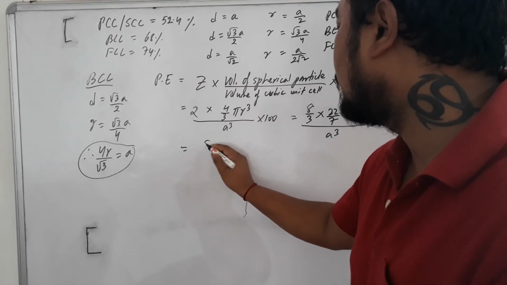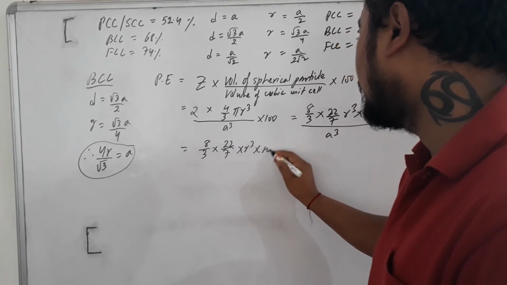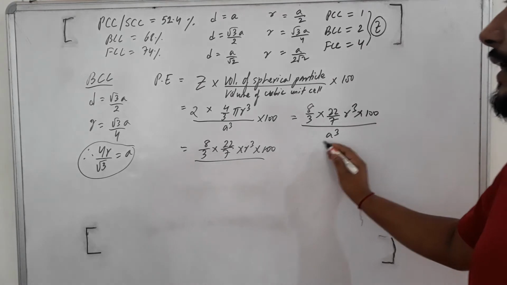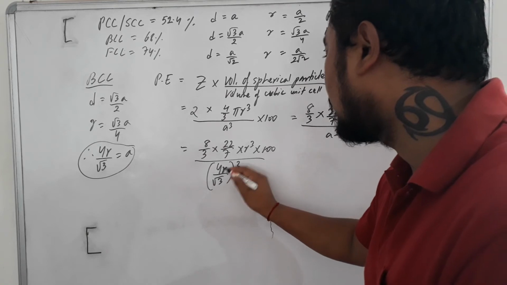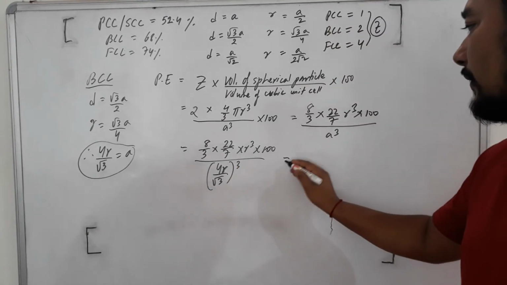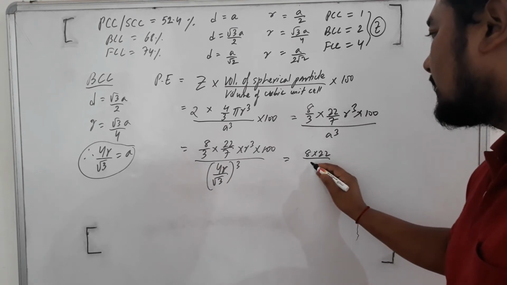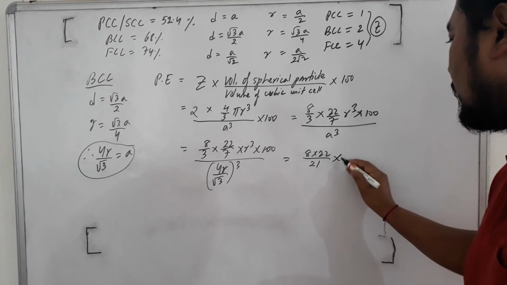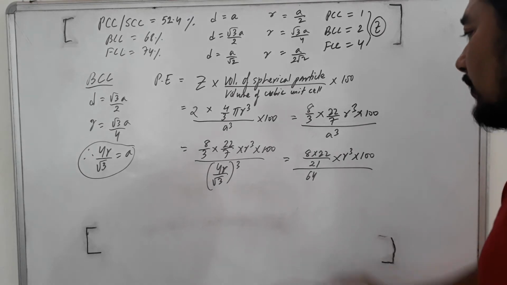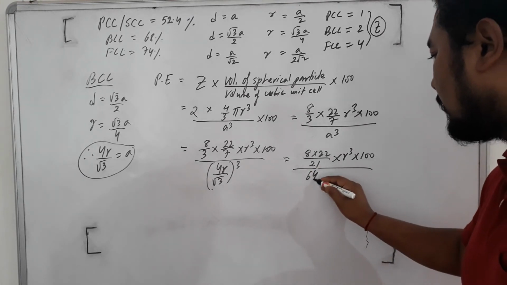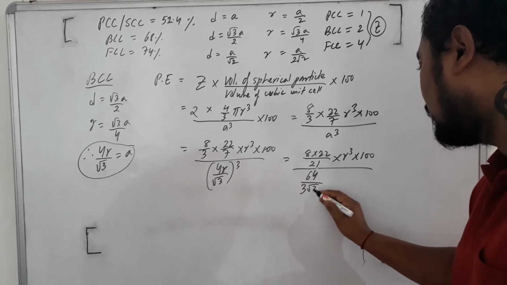So if you do so, then it will be 8 upon 3 by 22 upon 7 into r cube into 100. Now the value of a cube we have got is 4r upon root 3 whole cube. I am just replacing the value of a in terms of r. Now let us multiply up. So it will be 8 into 22 by 7 3s are 21, into r cube into 100, students. Denominator 4 cube means 64. 4 into 4 into 4 is 64. And root 3 cube means root 3 into root 3 into root 3, which will give me 3 root 3.